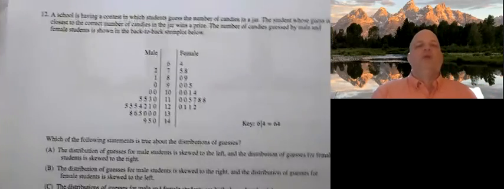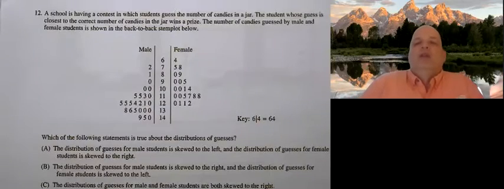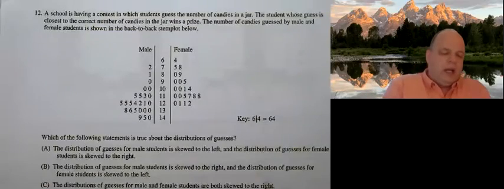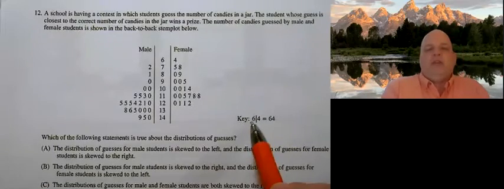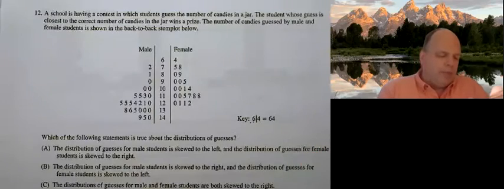Okay, number 12. A school is having a contest in which students guess the number of candies in a jar. The student whose guess is the closest to the correct number of candies in a jar wins a prize. The number of candies guessed by male and female students is shown in the back-to-back stem plot. Okay, and please note that they gave us a key, so 6 line 4 is 64. All right, which of the following is true about the distribution of guesses?